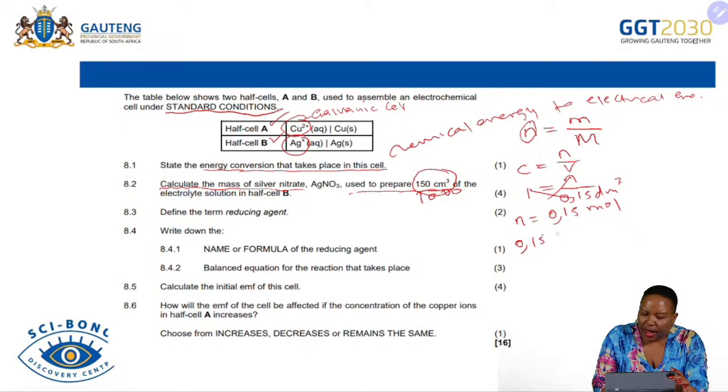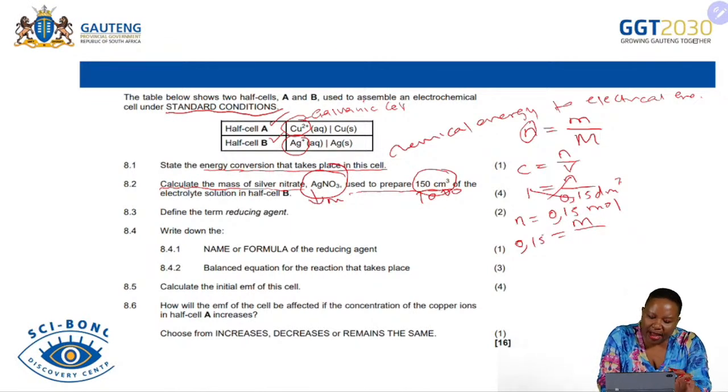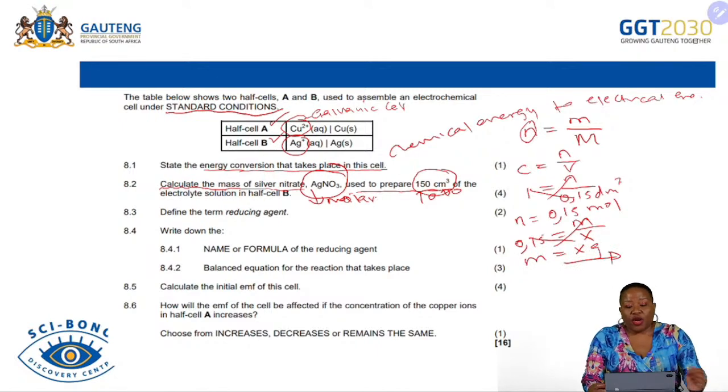0.15 equals, then mass we don't know, but we find the molar mass of silver nitrate. We'll definitely go to the periodic table and find the molar mass of silver nitrate, which we're going to include here and cross multiply and find our mass in grams, which we're not going to do now because we don't have enough time to do that.